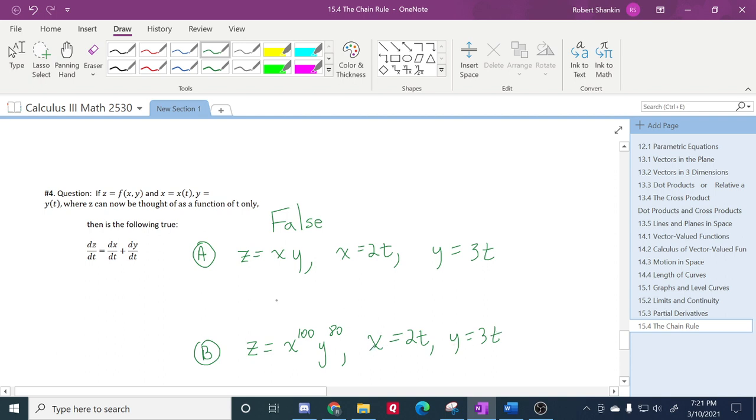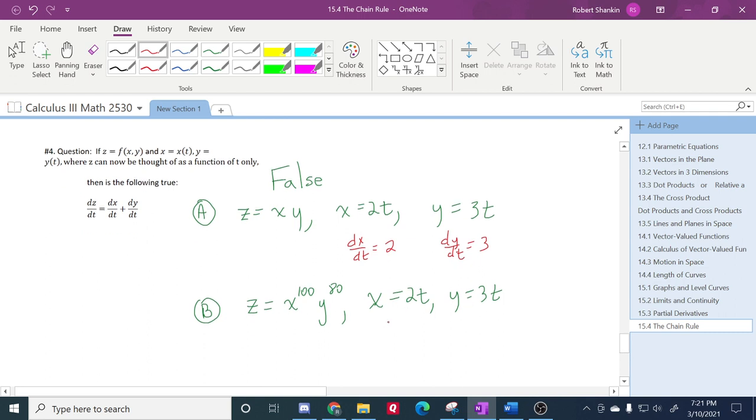Alright, now, let's suppose we use this. dz dt is dx dt. Well, look at right up here. dx dt is 2, dy dt is 3. In both cases it's false. And we'd be getting the same thing no matter what the function was.